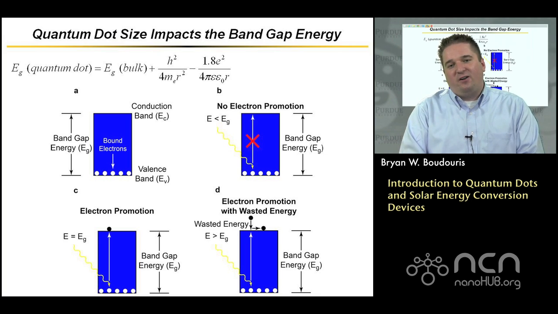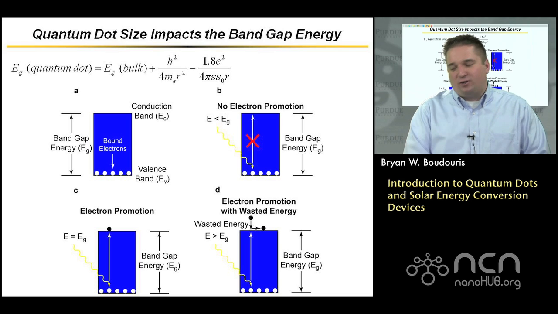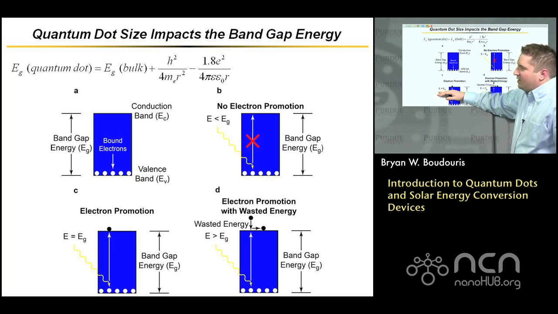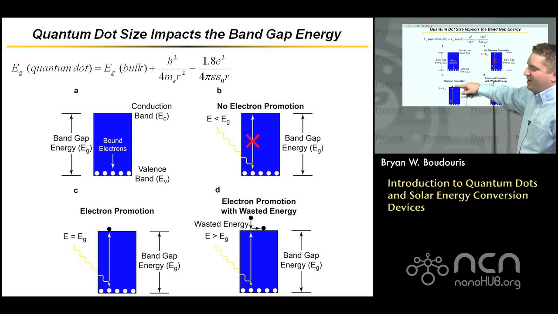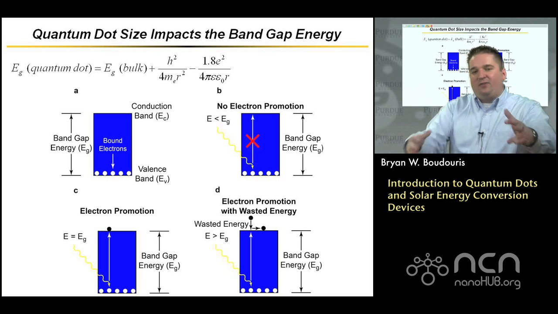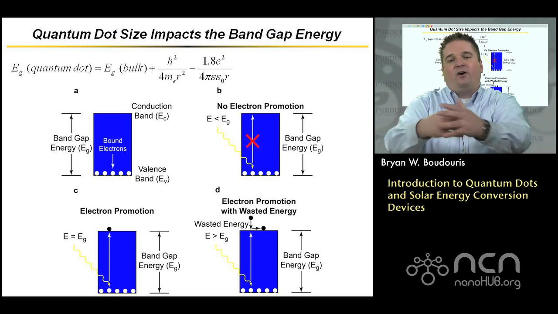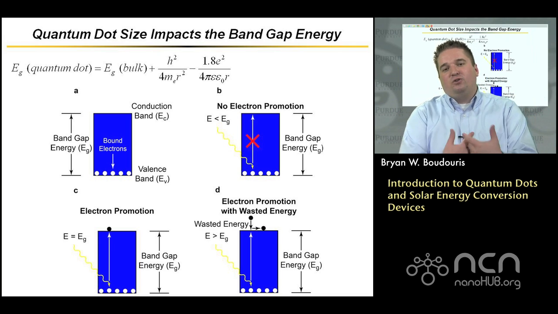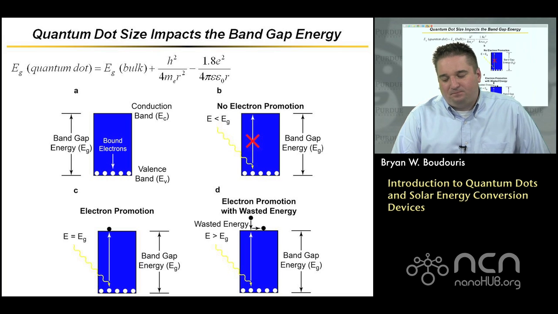If it's not a free carrier, it can't contribute to the short circuit current density. Okay? If we come in with energy that's equal to the band gap energy, we'll see that the light can come in and the electron can be promoted up into the conduction band, and now this electron in the conduction band can run around, it can contribute to the short circuit current density, and it's a useful photon's worth of energy, right?